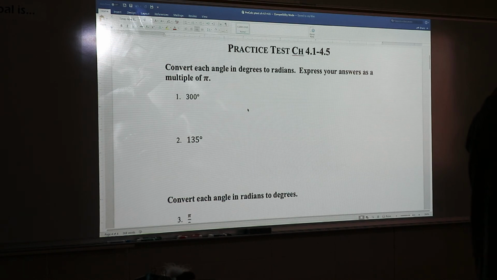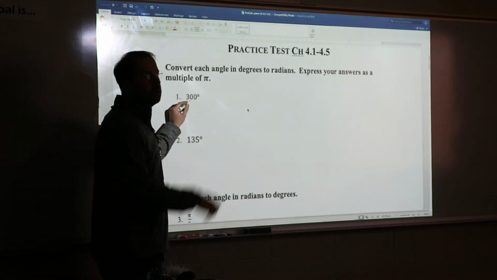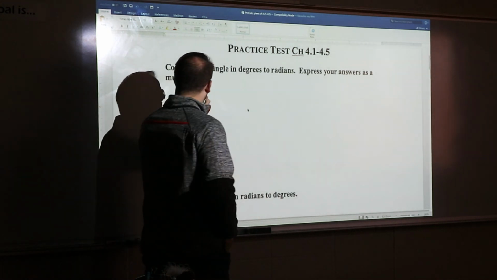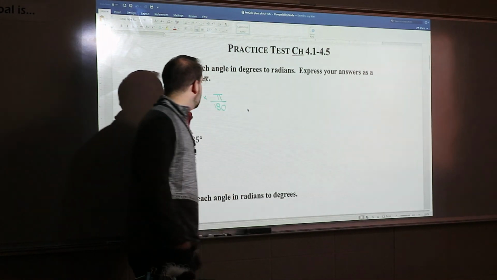Question? Is the formula for converting from degrees to radians maybe on the board? Yeah, it'll be on the board somewhere. Alright, so first, we're going to convert this to a radian. So to do that, you multiply by pi over 180.